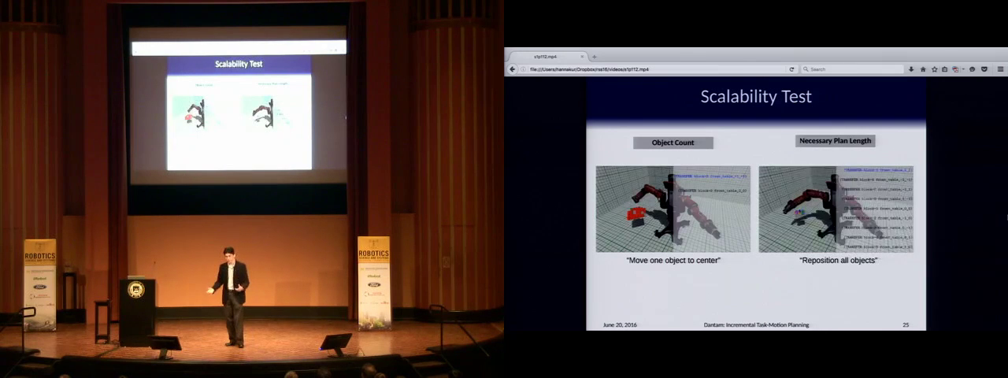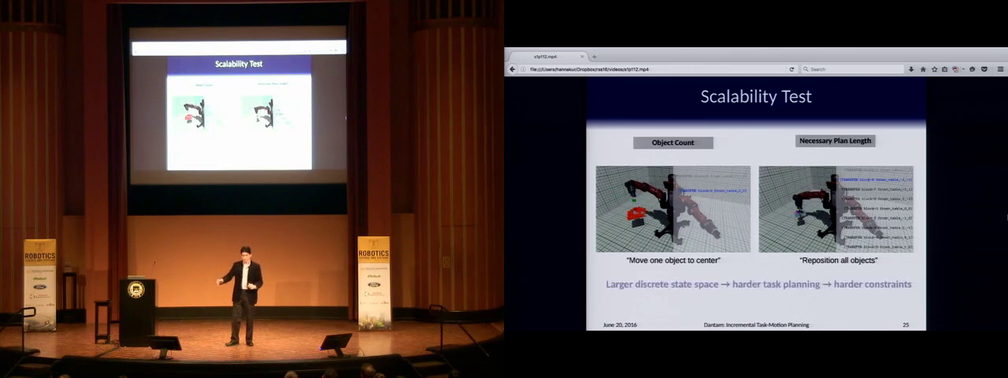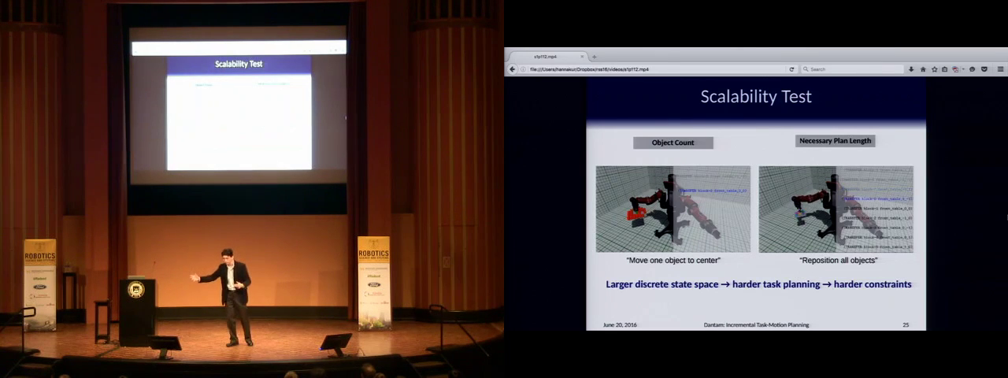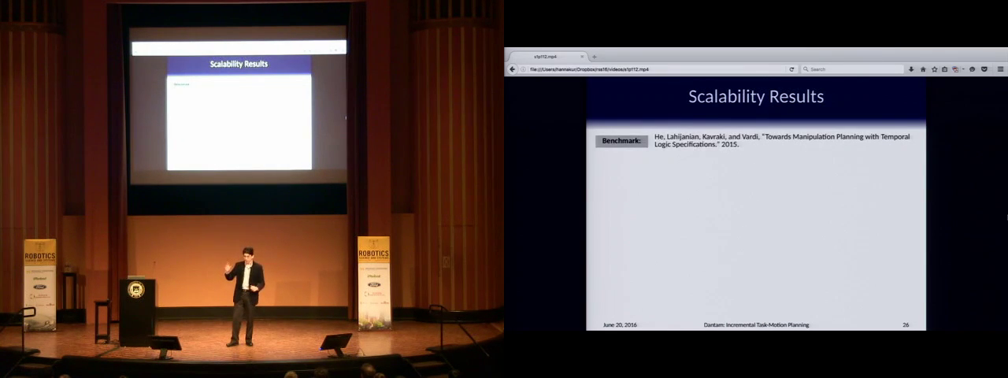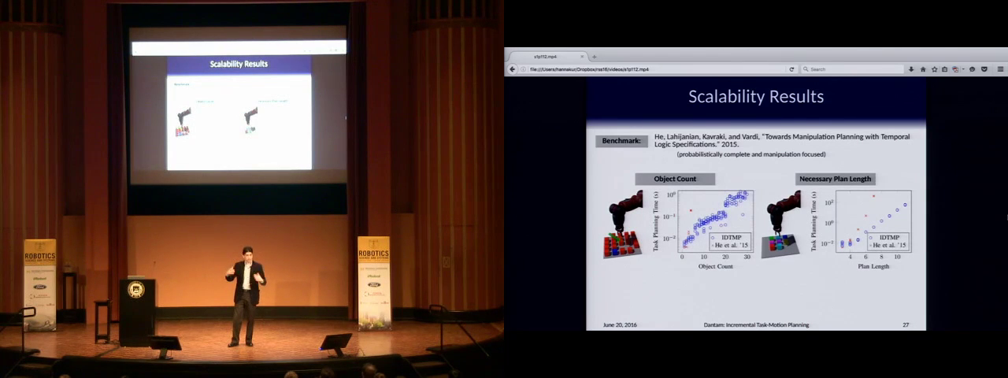To test scalability, we increase the number of objects and the necessary plan length for the scene. Both of these tests make the discrete state space larger, which makes task planning harder, which gives a harder constraint satisfaction problem. We compare our results to a benchmark planner that is also probabilistically complete and manipulation focused. Compared to the benchmark, our approach scales much better, so after just a few objects and a few steps, we have order of magnitude improvements in performance.